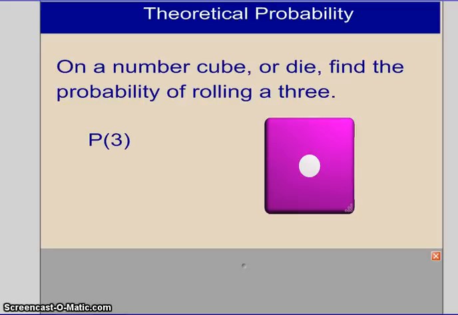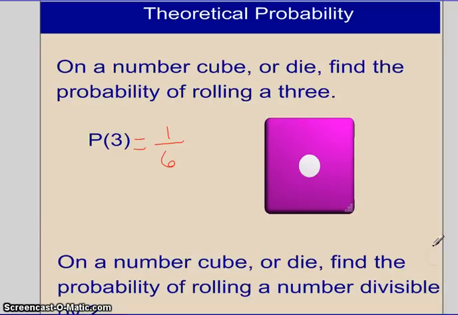So let's say we're looking at a 6-sided die. So this has the numbers 1 through 6, 1 on each side. What would be the probability of rolling a 3? And we're thinking theoretically here. 1 out of 6, right? Because one side has a 3 out of 6 sides. So based on that, let's work with some more theoretical probability.